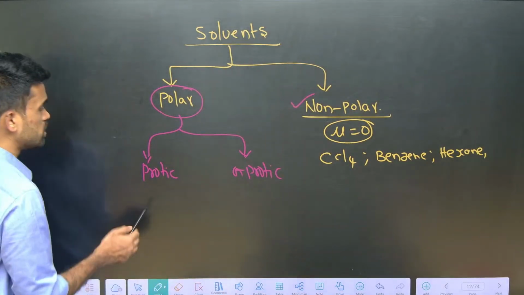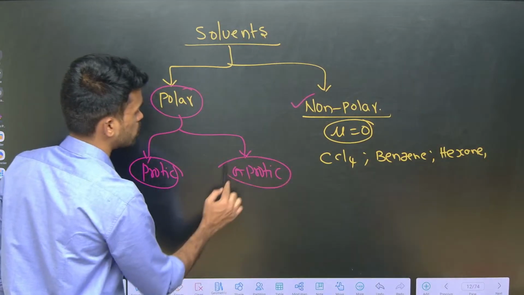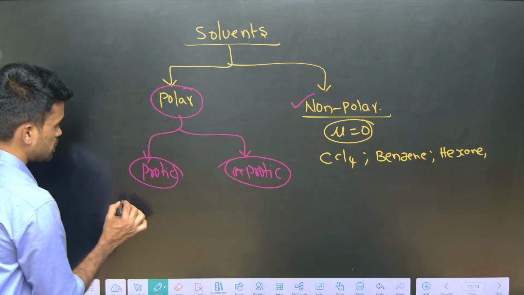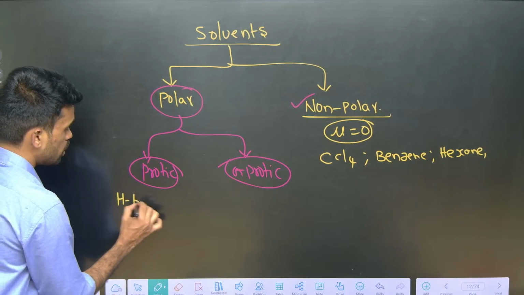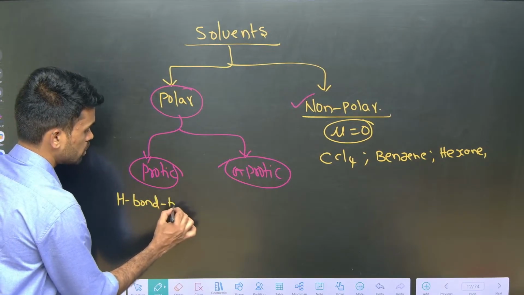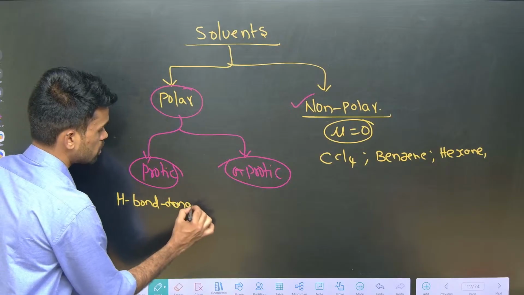Okay, now what about polar protic and polar aprotic? Protic means they should have hydrogen bond donor sites. Hydrogen bond donor sites should be there.